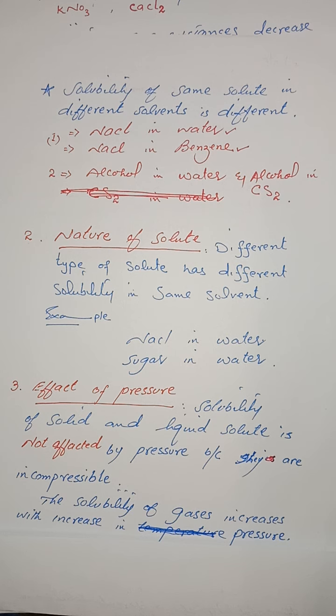So remember that polar and ionic substances are soluble in polar solvents. Non-polar substances are soluble in non-polar solvents, but non-polar substances cannot be dissolved in a polar solvent, or polar substances cannot be dissolved in a non-polar solvent. So it is all about the nature of solute and the nature of solvent which affect the solubility.